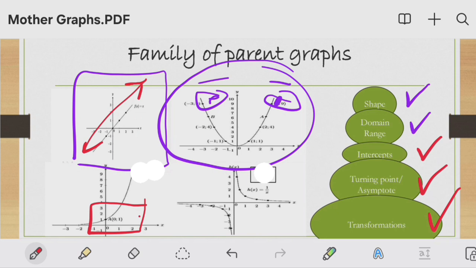So when it comes to each and every function, we must be able to determine the shape, the domain and range, the intercepts, turning points if any, and asymptotes if any. Most importantly, for each and every function, we must understand the effect of a and q, because that is going to be part of transformations.